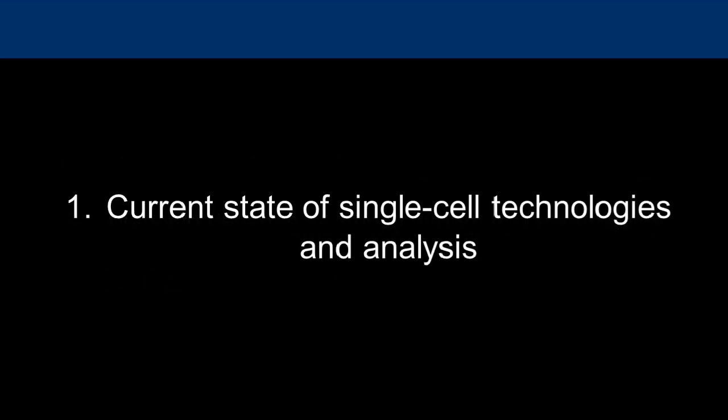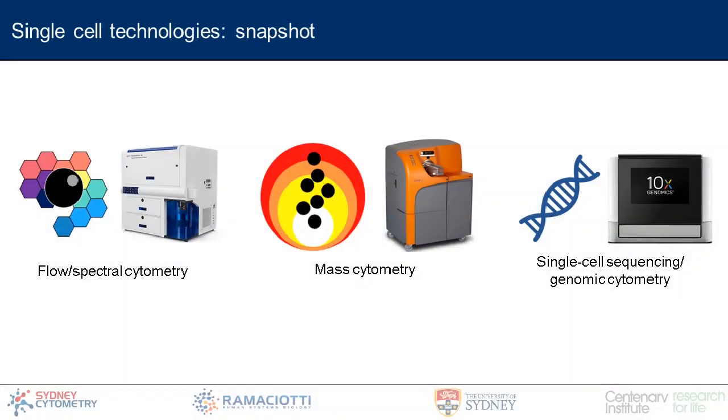So first of all, a little look at the different single-cell technologies we have available to us and how we are best to apply these to our experimental models. Now, at the moment, there are three broad areas that we have for doing high-dimensional single-cell analysis. The first is flow and spectral cytometry, which use fluorescent molecules attached to antibodies that we use to label cells. They can label proteins on the surface or within the cell.